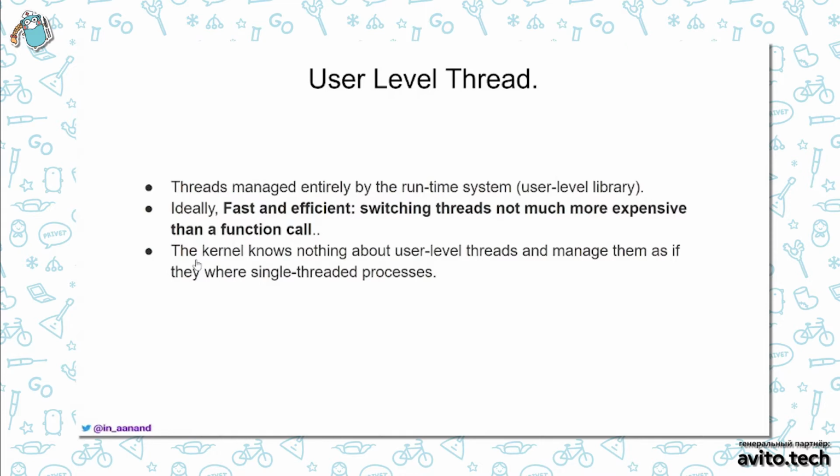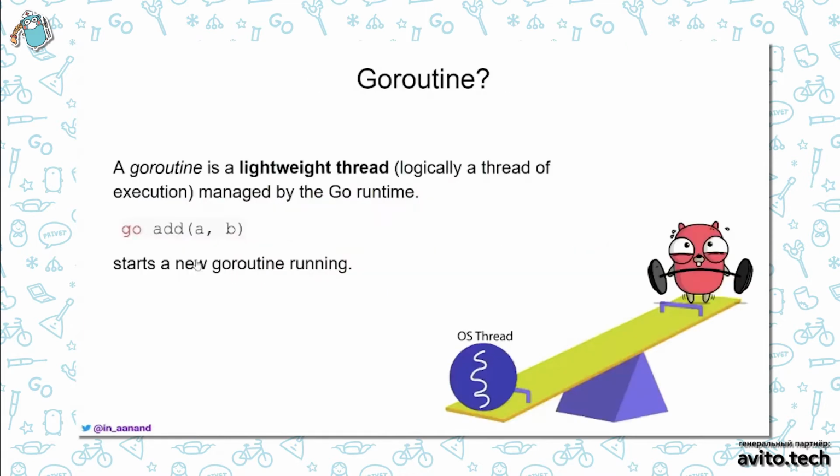So we have something known as a user level thread, managed entirely by the user runtime system, and the kernel knows nothing about it. It's fast and efficient as switching a user level thread is not much more expensive than a function call. In Go, we know it by the name of goroutine and it is managed by the Go runtime scheduler. We add the go keyword in front of a function to start a new goroutine.